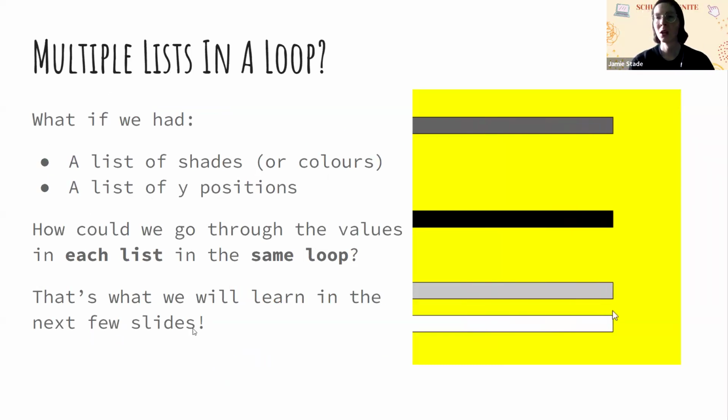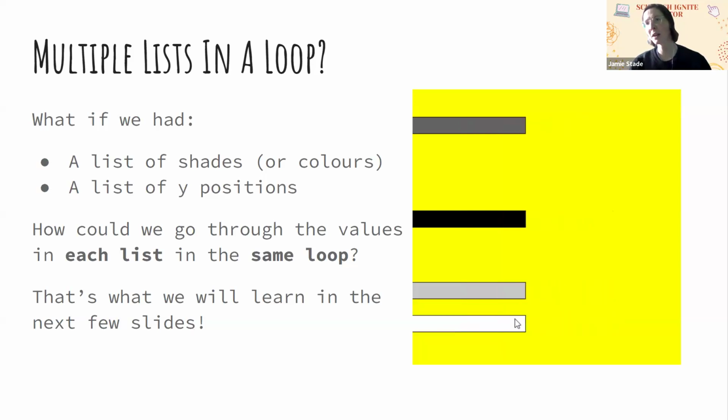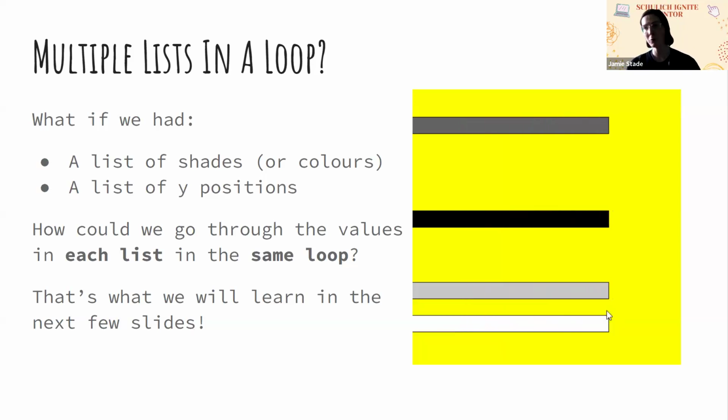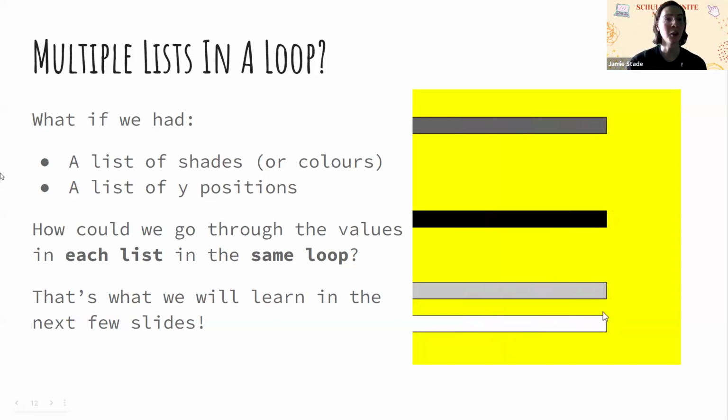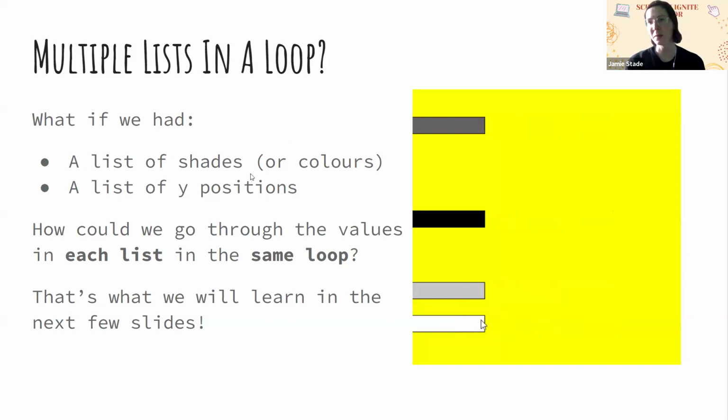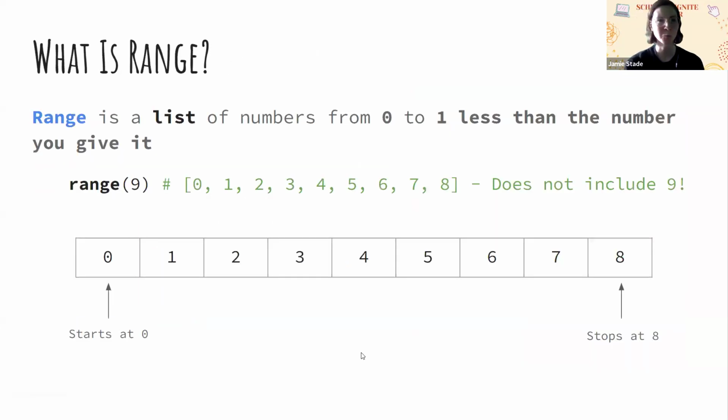Okay, so that's an example for if we just wanted to iterate over one list. But what if we wanted to iterate over multiple lists with the same loop? Here's an example, kind of similar to the bar graph exercise we had last time. In this one, we have a list of shades and a list of Y positions. Now we don't want to have two separate loops for both, since that'd be kind of redundant. But how can we go through the values in each list in the same loop? Let's take a look at this example.